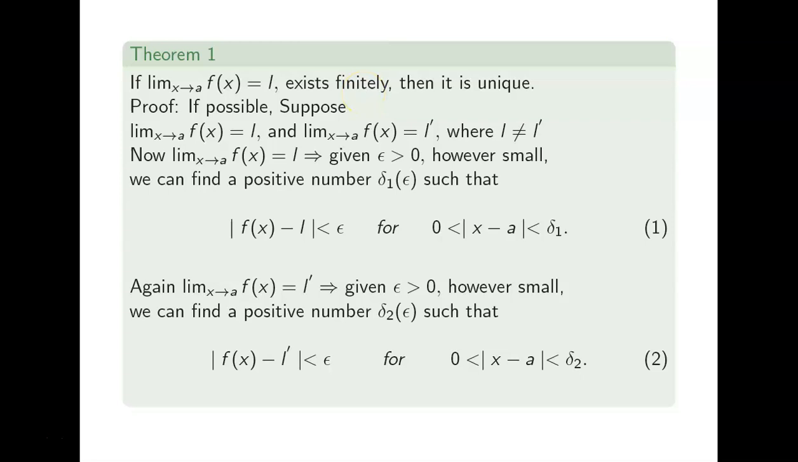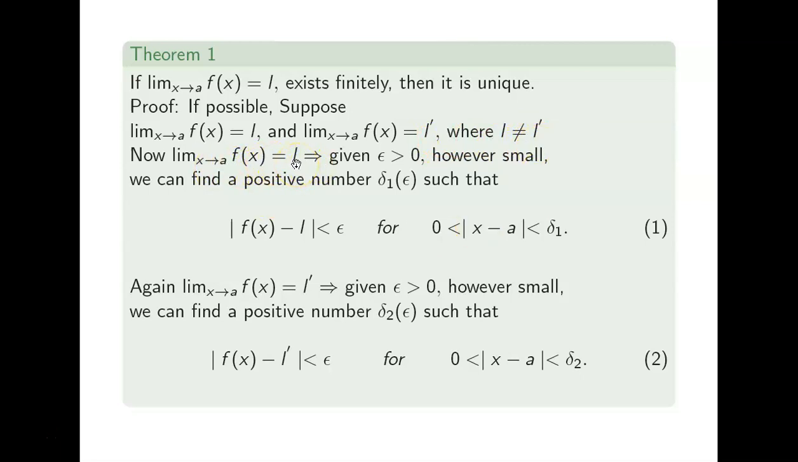So we want to prove that if the limit of f(x) as x tends to a is L, which is finite, then it must be a unique limit. To prove the uniqueness, let us suppose there are two limits of f(x) as x approaches a. One is L, another limit is L', and they are not equal. Right? Now we are given that the limit as x tends to a of f(x) is equal to L.